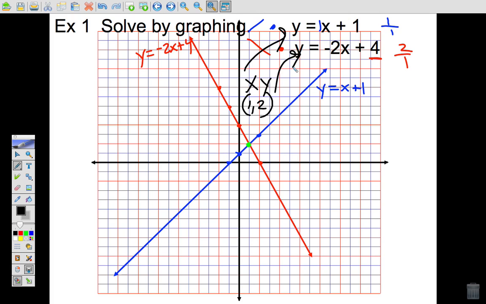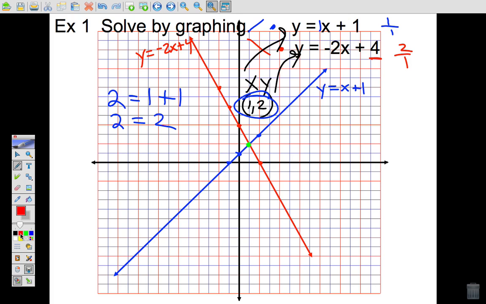So for example, let's do that. In the blue equation, let's see, y is 2, right? Equals x, which is 1, plus 1. Well, is 2 equal to 2? It is. See, it makes that equation true.